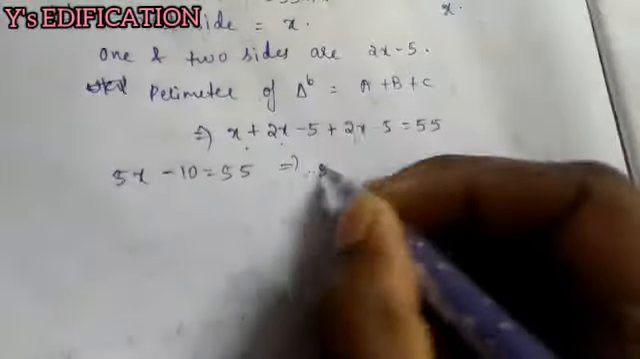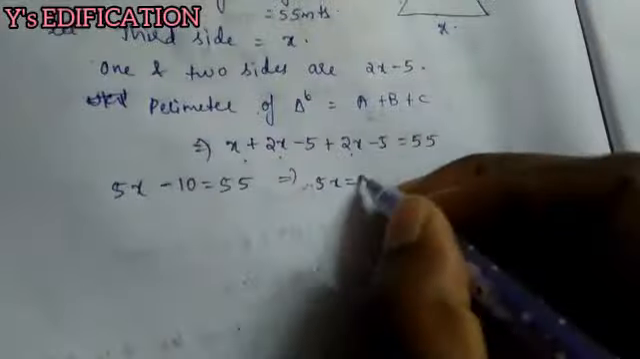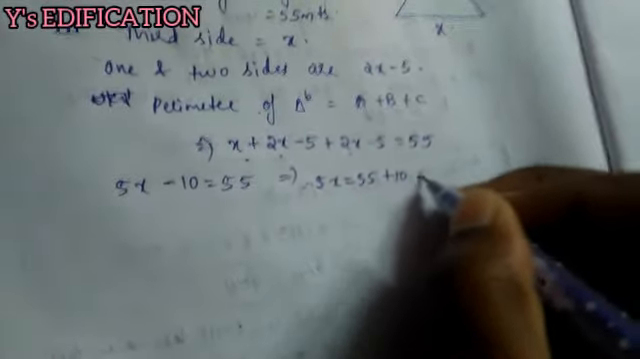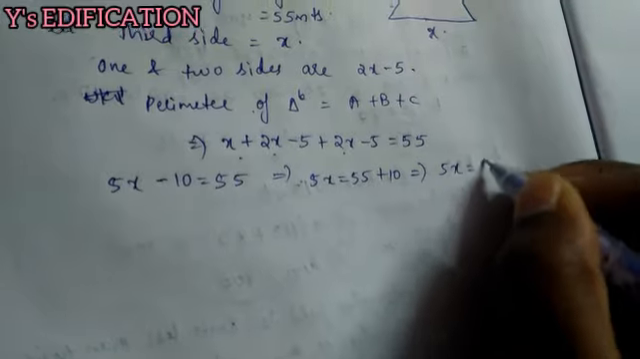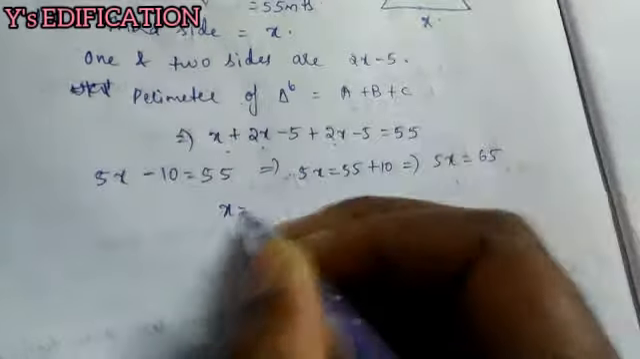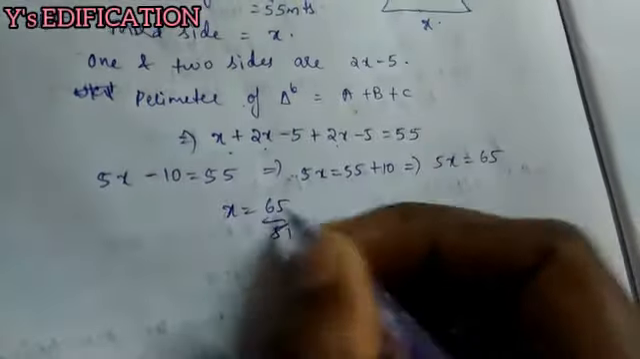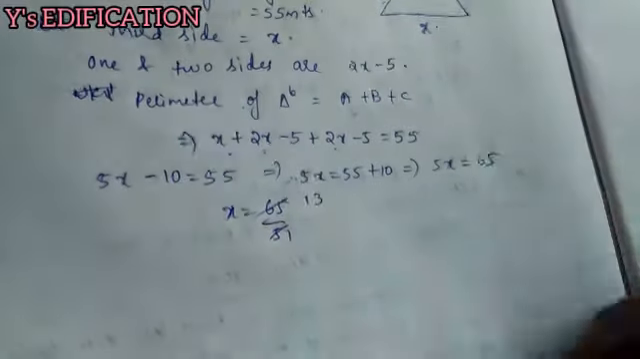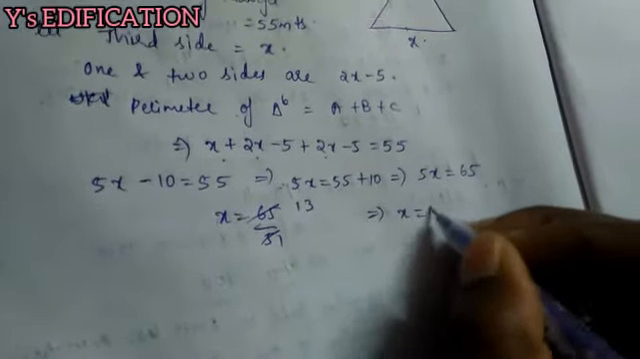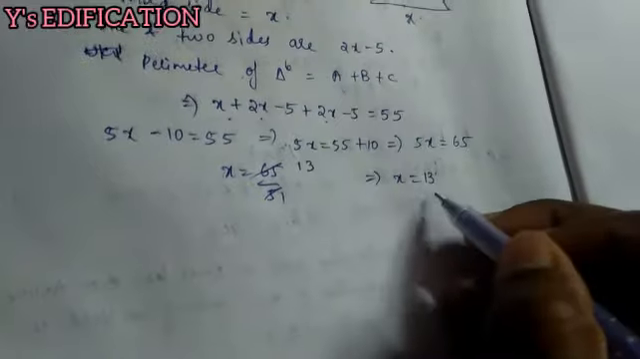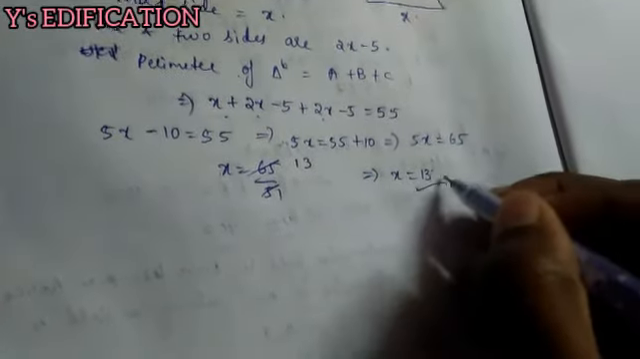So 5x is equal to, shift this, 55 plus 10. So 5x is equal to 65. So what is the x value? 65 by 5. 5 threes are 15, so the x value is 13 here. So one side of the triangle is 13 meters.